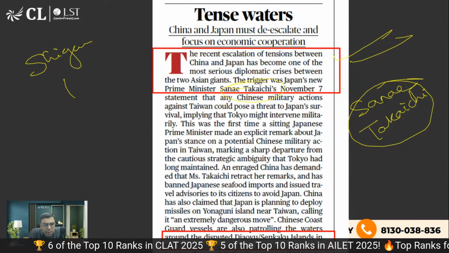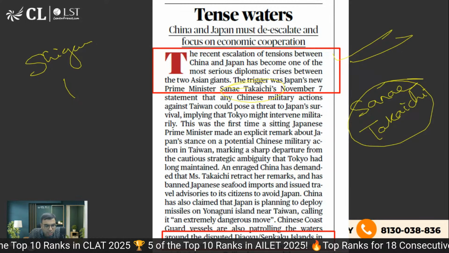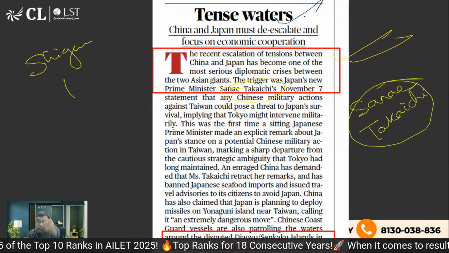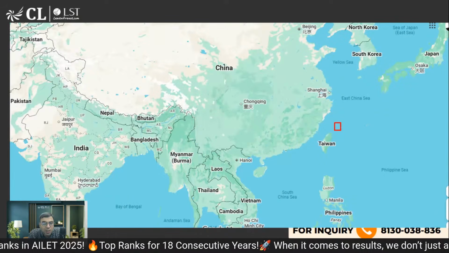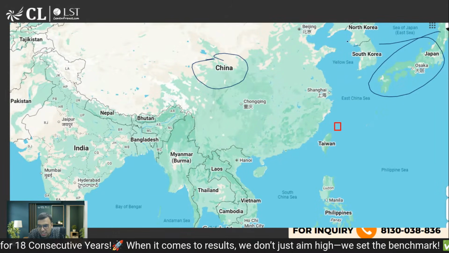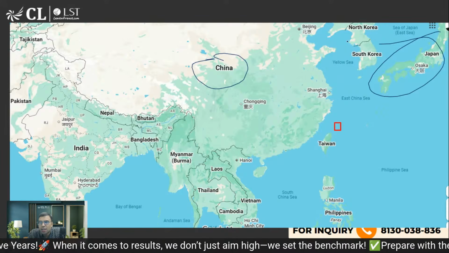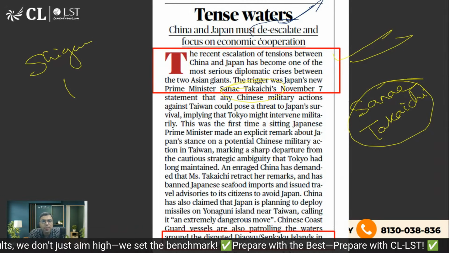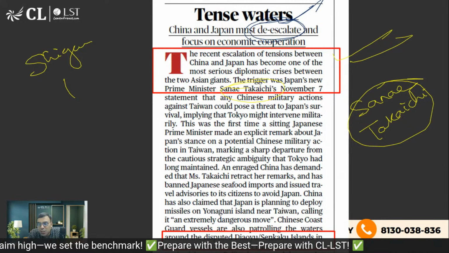So the author is talking about the need to de-escalate. There is a history behind this: China and Japan have been at loggerheads for many years, because of many reasons, many historical reasons as well. De-escalate means reduce the tensions.